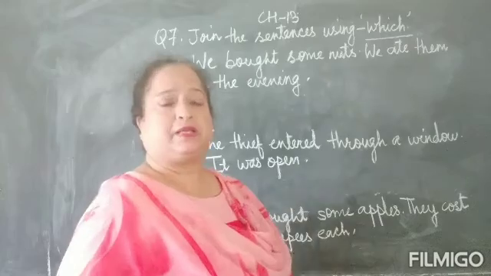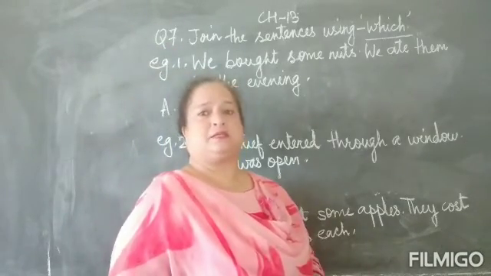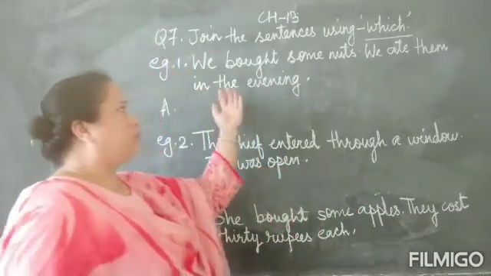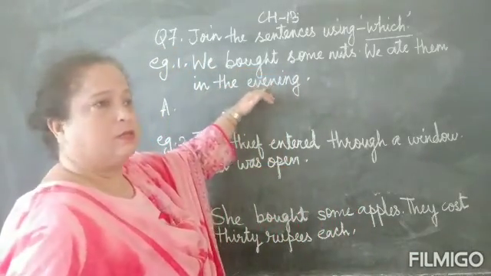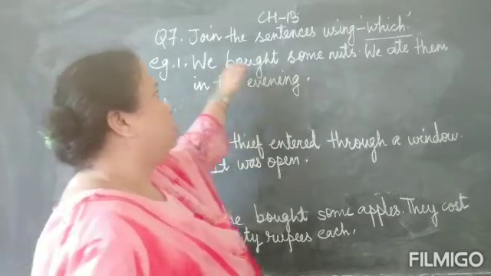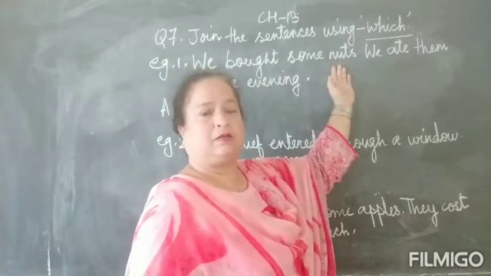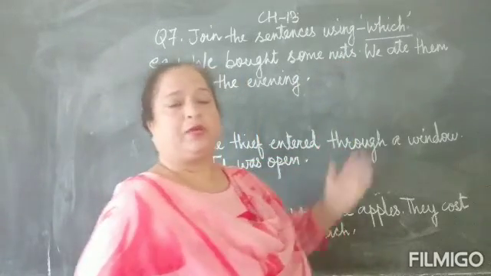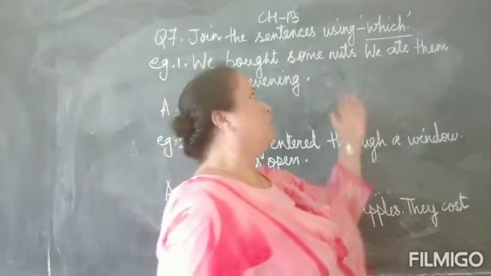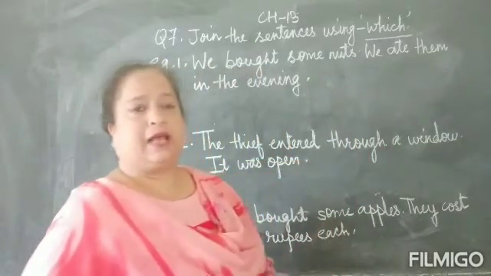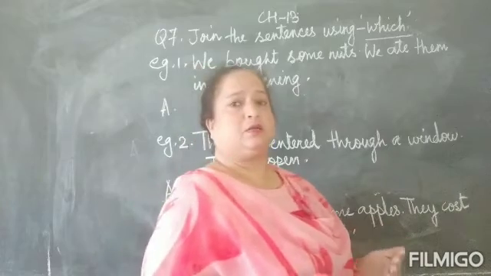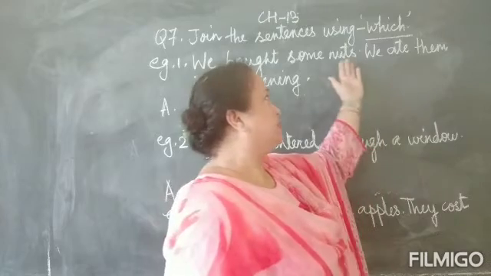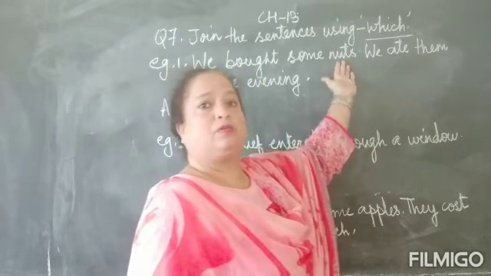Now, which is basically used when we are joining sentences and we use it when we talk about things. So when we talk about things, we need to look at both the sentences. When we look at the first sentence, we know that we are talking about nuts, N-U-T-S, nuts. So when we talk about things and we have to join sentences using which, what do we do? We write the first sentence as it is, and from the second sentence we remove the word that is used instead of the thing. Like for example, in the first sentence we were talking about nuts.